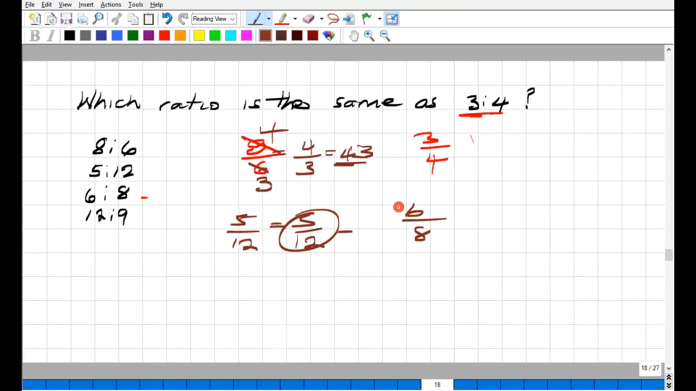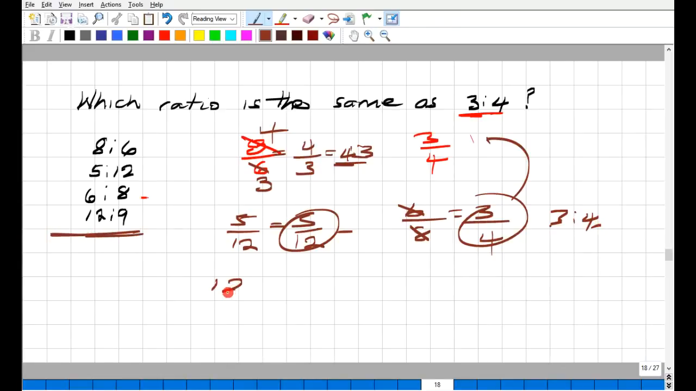To 8, reduce. 2 into 6 would go 3 times, and 2 into 8, 4 times. This is what we're looking for, because if we take this fraction and turn it into a ratio, we'll get 3 to 4. We still go and test the last one, which is over 9.